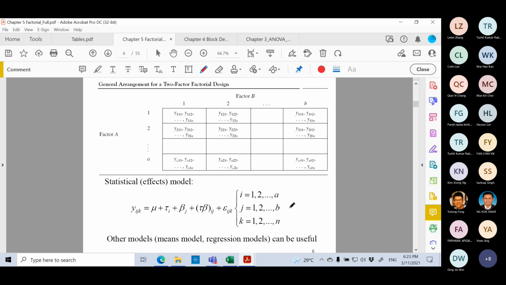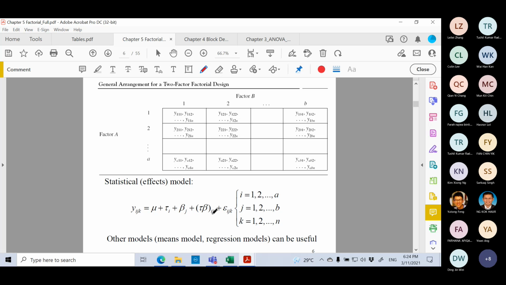After that, we also need to study the interaction effect, the interaction between A and B. So we have tau beta ij, plus the epsilon ijk. This one is considered as an error term. We assume that the error term follows the normal distribution with mean 0 and constant variance. So this is the model here.